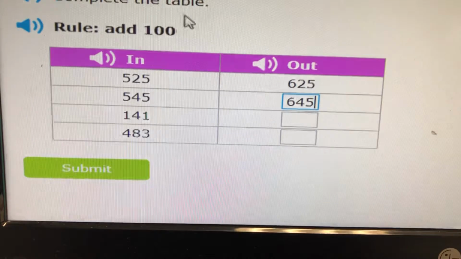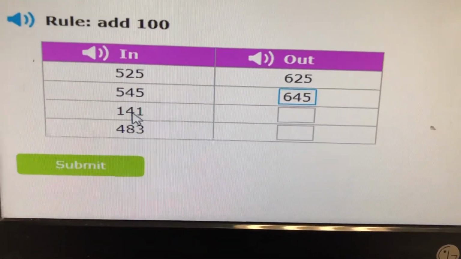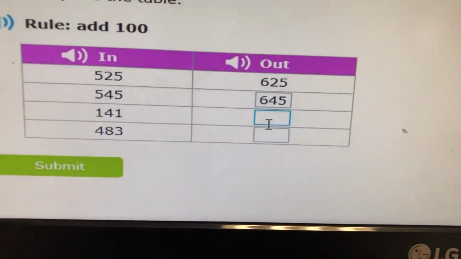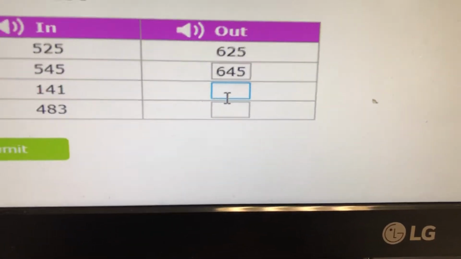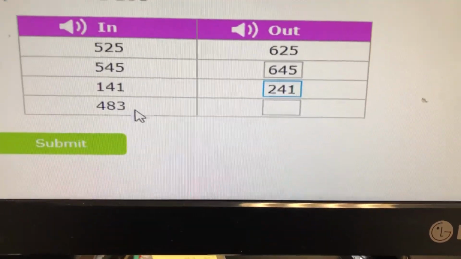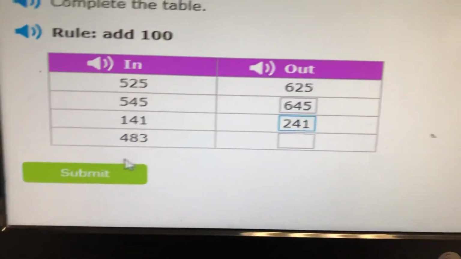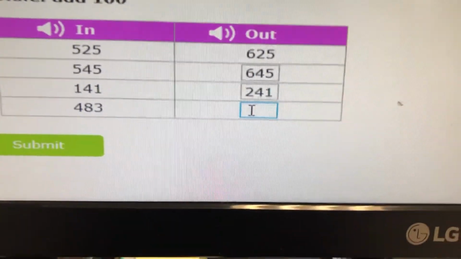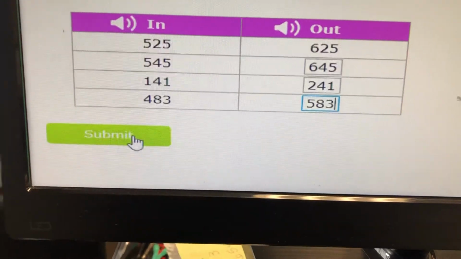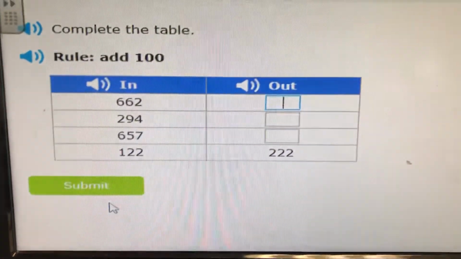141 plus 100. Only the 100 spots change. 141 plus 100. Tell me, what do I type? 241. Very good. 483, add 100 for 583. And submit. All right.